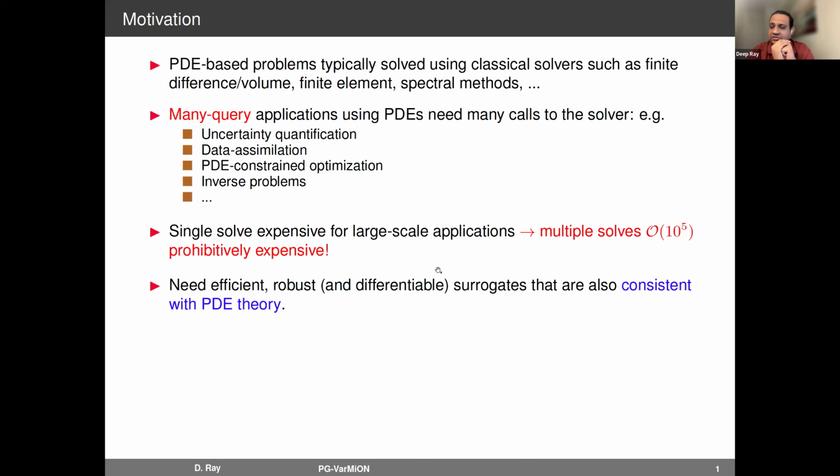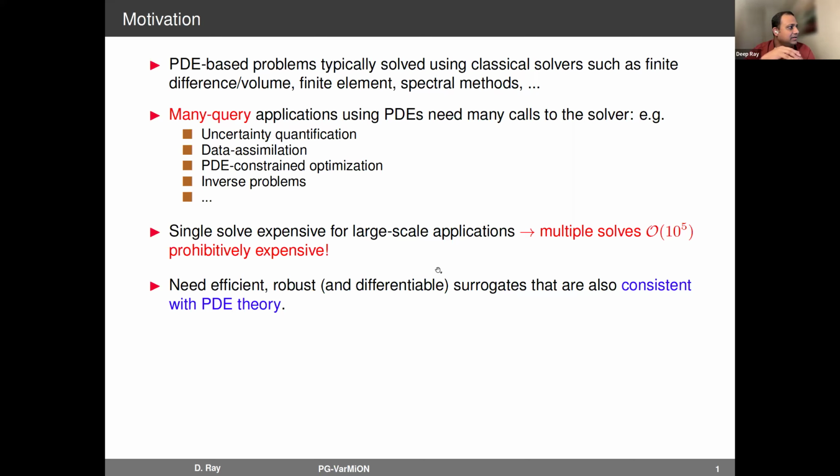So here's the motivation. PDE-based problems are typically solved numerically using classical solvers such as finite difference, finite volume, finite element, spectral method, or any method that's your favorite. And of course, they have a robust mathematical theory. They work well in principle, give you very accurate solutions.